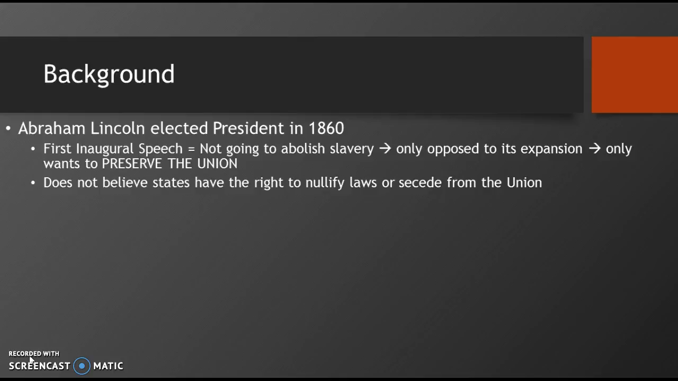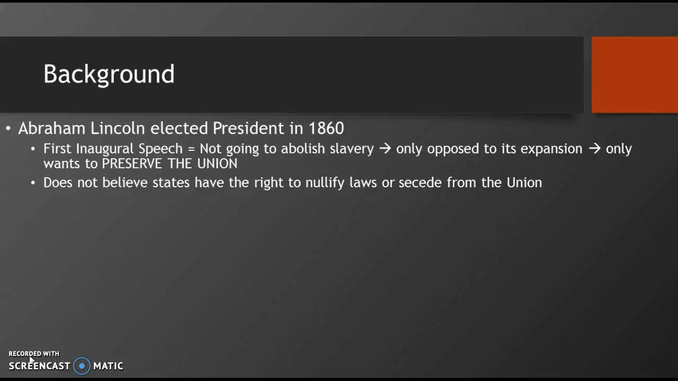Now, the Republican Party was founded as an anti-slavery party after the Kansas-Nebraska Act, but Lincoln was a moderate Republican. In his first inaugural speech, which is the speech you give when you first become president after your inauguration, he openly said that he's not going to abolish slavery. He did not think he had the authority as president to do so. He did not think it was constitutional. But what he did say is that he was opposed to the expansion of slavery.